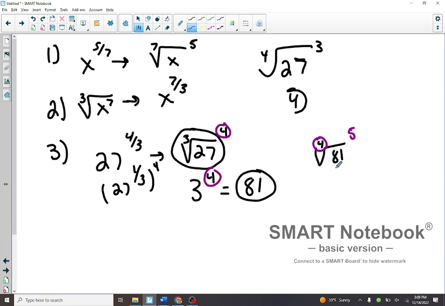In this question, I asked myself, what itself 4 times gives you 81? In this case, it is 3. 3 times 3 times 3 times 3 is 81. You agree? Then I take whatever exponent's here, in this case a 5, and put it on top. That's all it did. Then I would do 3 to the fifth power.